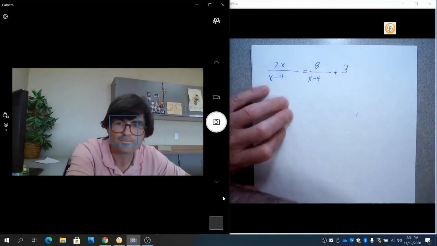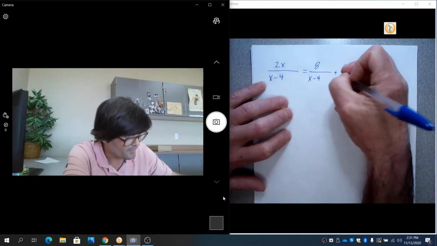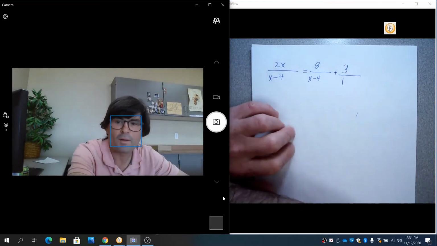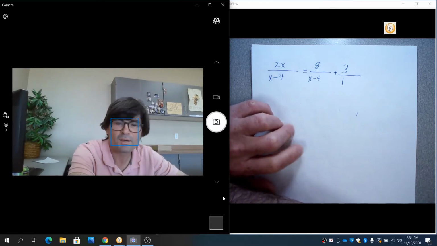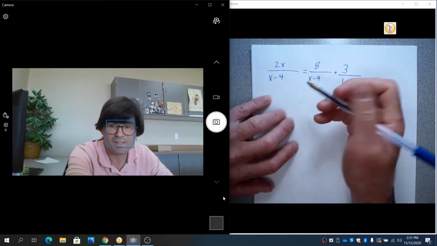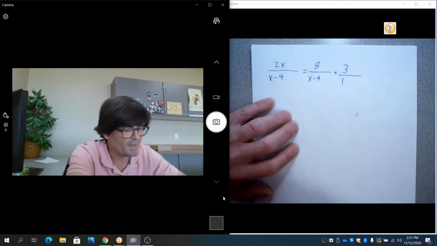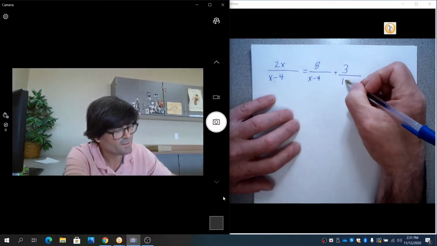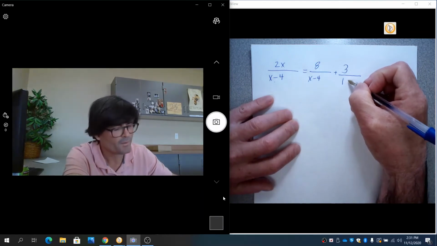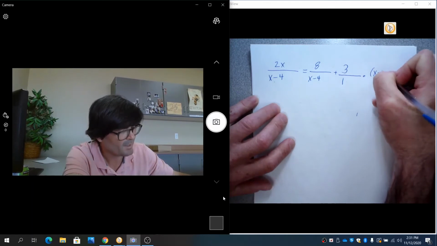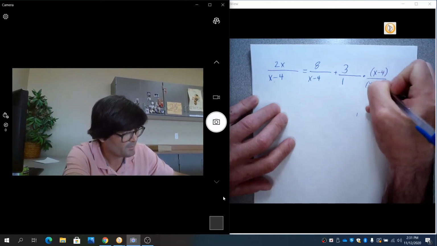Let's try this one. That's 3 over 1 for now. One approach that I'm going to choose here is, because the denominators here are already the same, and this one's not, I'm going to just make this an x minus 4 by multiplying by x minus 4 over x minus 4.